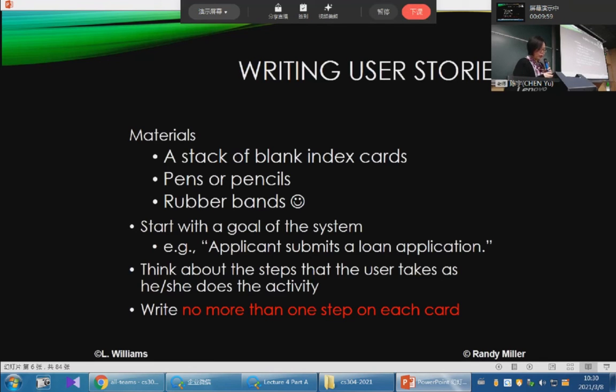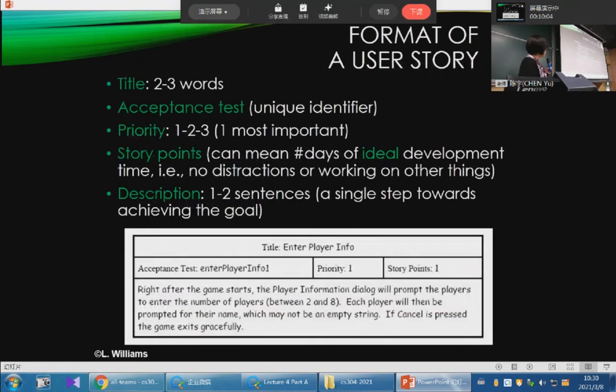So the idea is that in each card you write no more than one step, and usually you have a format like a title and several words, and then an acceptance test. The acceptance test here is not really an automated test. It's basically what happens when the customer tries to use the system for their own purpose. For example, the customer will try to run your system for some basic functionality.